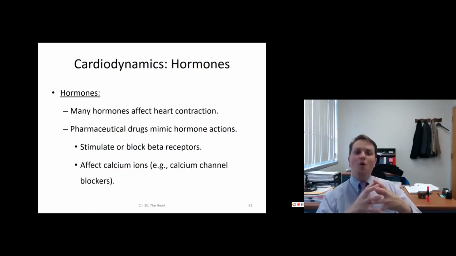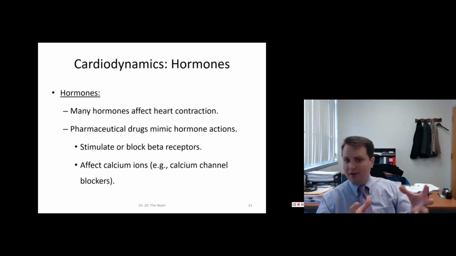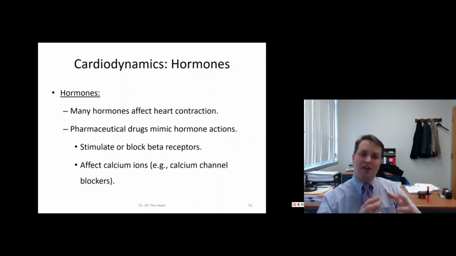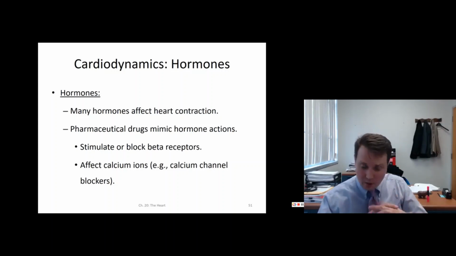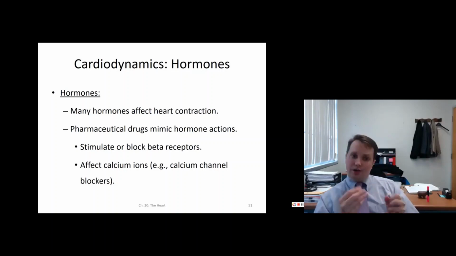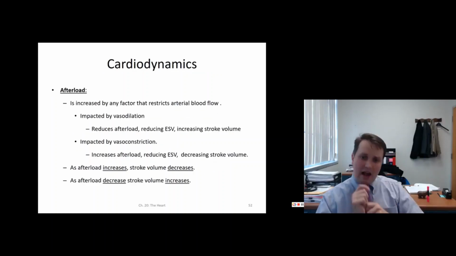Now, the hormones. There are a lot of hormones out there. For example, we have many hormones like thyroid hormones, things like that. A lot of your drugs mimic the hormones. They might stimulate or block a beta receptor, for example, or affect calcium ions. Calcium channel blockers, especially those that affect the L-type. We call them L-type channel blockers. They'll reduce the contractility.